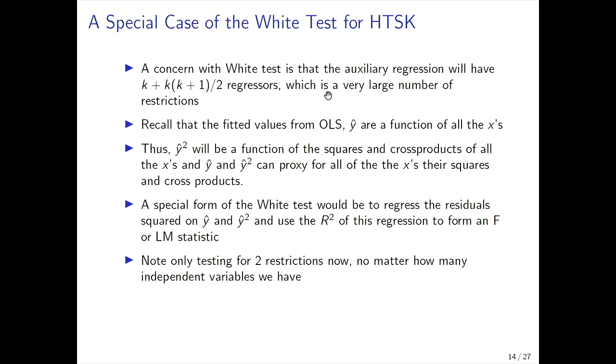So one way of getting around this problem of having a large number of Zs, when you include all of the Z squares and all of the cross product terms, is to use, instead of all those Zs, Y hat and Y hat squared in your auxiliary regression. So a special form of the White test involves regressing the squared OLS residuals on y hat and y hat squared, and using the R squared from this regression to form your test statistic. Again, let's have a look at a specific example.